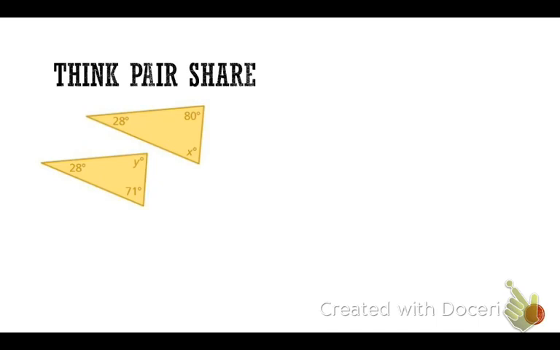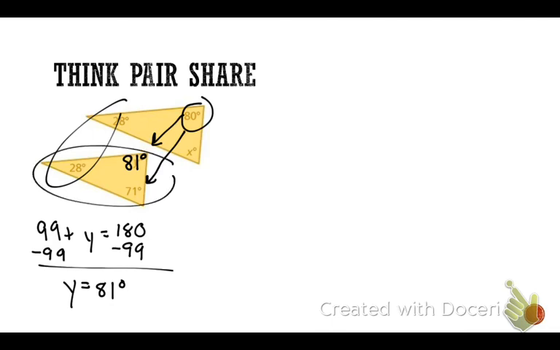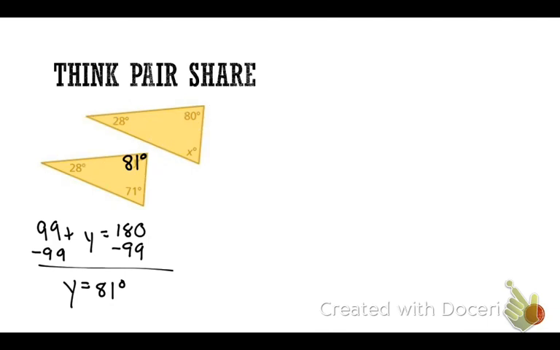Okay, so 28 plus 71 gave me 99, plus y equals 180. When I subtract 99, I got 81. Okay, well, that's a bummer. So y is 81. I got my 28, but do I have an angle here? So this 80 right here is looking for a pair. Well, I know this one, and I know this one. Is there any chance of me having an 80-degree angle on that triangle? No. My angle measures are 28, 81, and 71. So there's no pair. There's no second pair. All right? They're not similar.